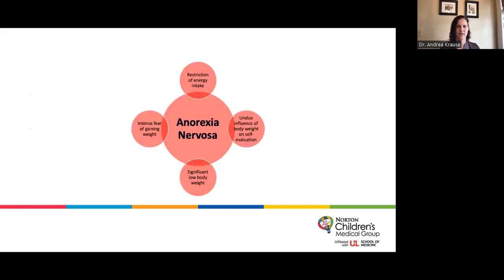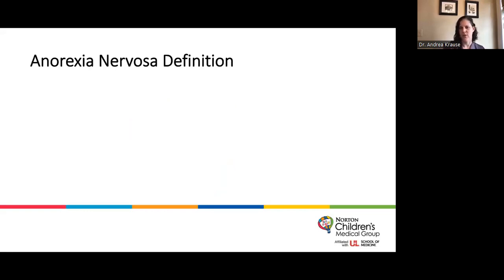Okay, so this is my schematic with anorexia nervosa. We have the classic restriction of energy intake, intense fear of gaining weight, and then that undue influence of your body weight on self-evaluation. And then with anorexia specifically, there's going to be a significantly low body weight. That's not specifically defined within the DSM. It used to be less than 85% ideal body weight, but they don't go into those definitions as much anymore.